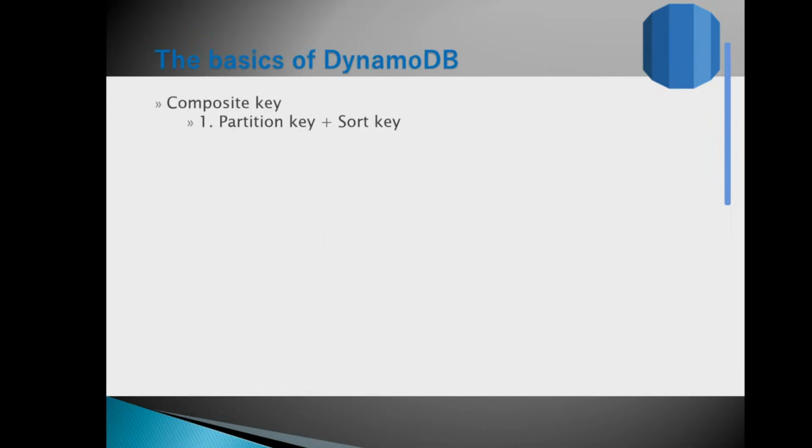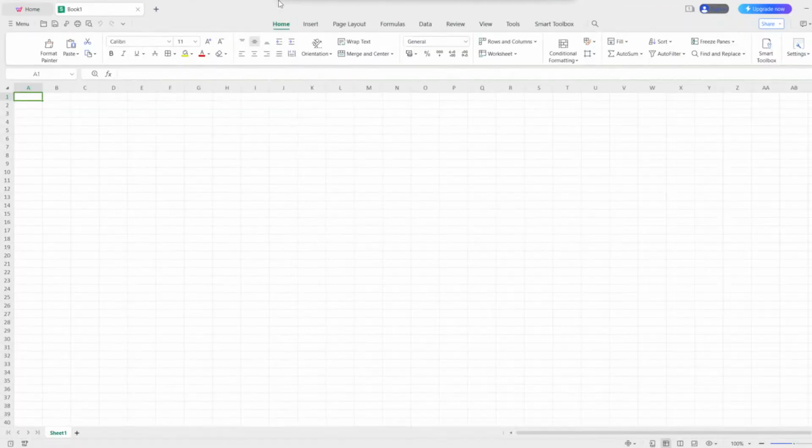Now, composite key. There are some cases where the primary key might not be unique, or your partition key might not be unique. Let's take an example. Now the roll number which we have been using as the primary key till now.